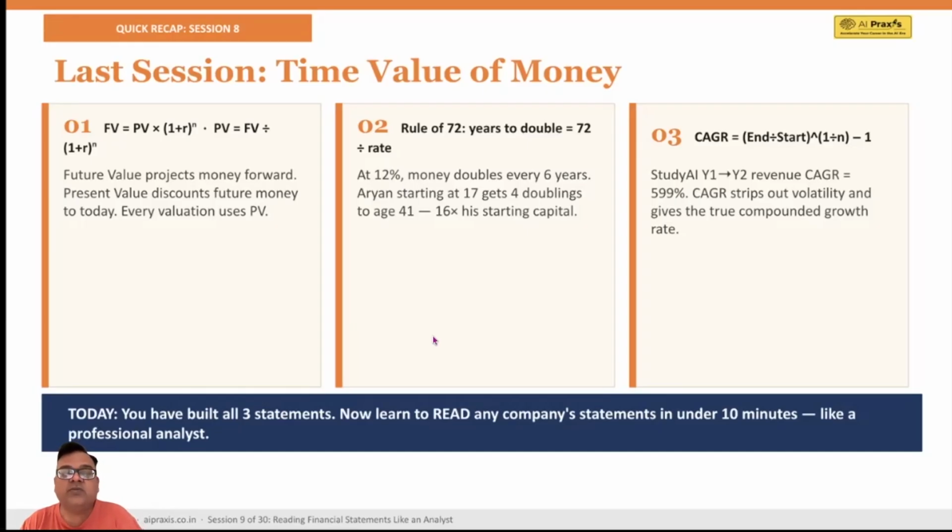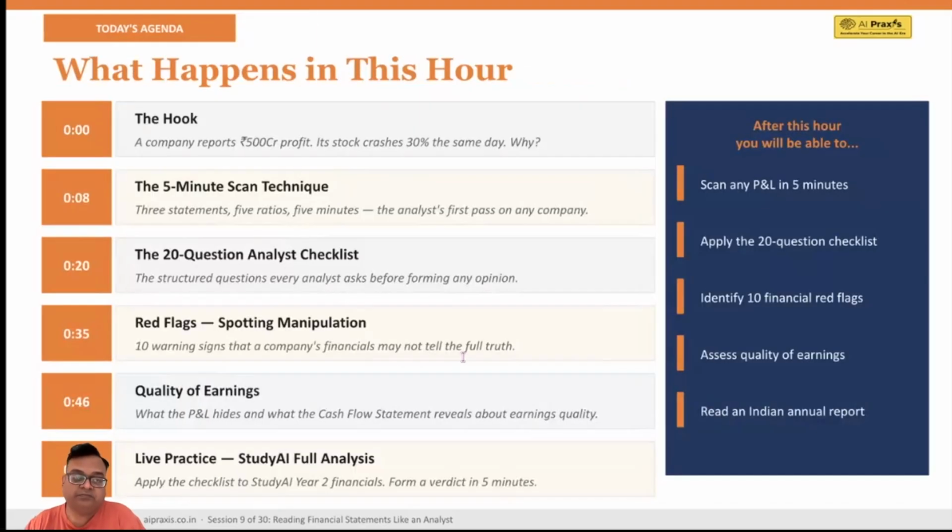The third thing that we learned was CAGR, compounded annual growth rate. And the formula was very simple: ending divided by beginning, raised to the power of 1 divided by n, minus 1. So this is what we actually learned. Now, the Study AI example shows 599% growth, but CAGR tells us the true compounded rate. Today, let's build on this because investors don't just calculate numbers, they interpret them.